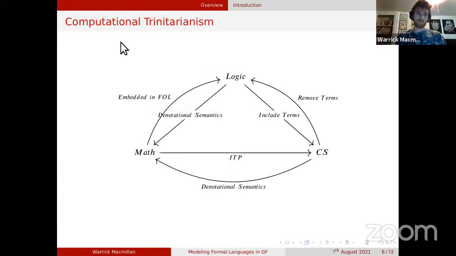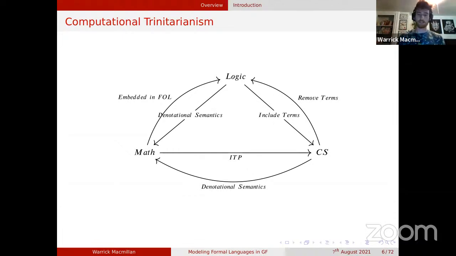This is what Robert Harper calls computational trinitarianism. It's basically a paradigm through which to view these subjects we call math, computer science, and logic. It's somewhat of a joking phrase, but it's also very serious, in the sense that if you want to understand any of these disciplines, it's kind of a degenerate understanding if you can't map them into the other disciplines.